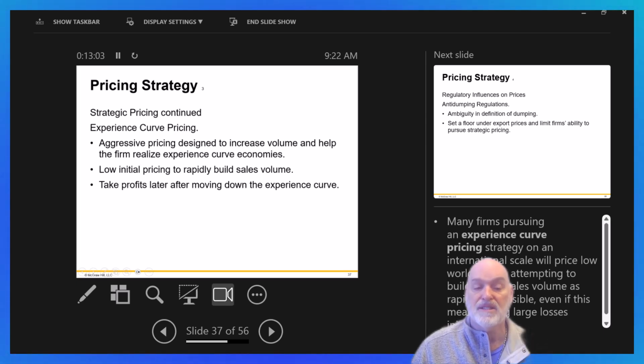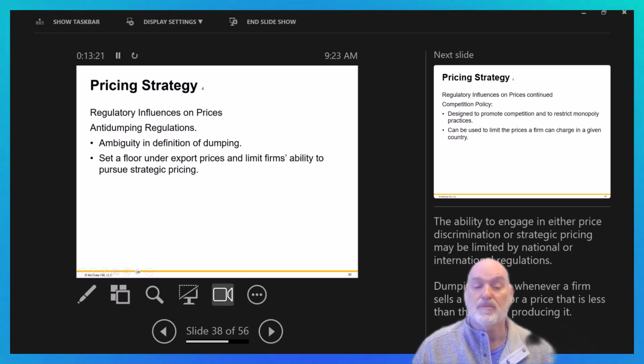Experience curve pricing. Aggressive pricing designed to increase volume and help the firm realize experience curve economies. This is low initial pricing to rapidly build sales volume. Take profits later after moving down the experience curve.